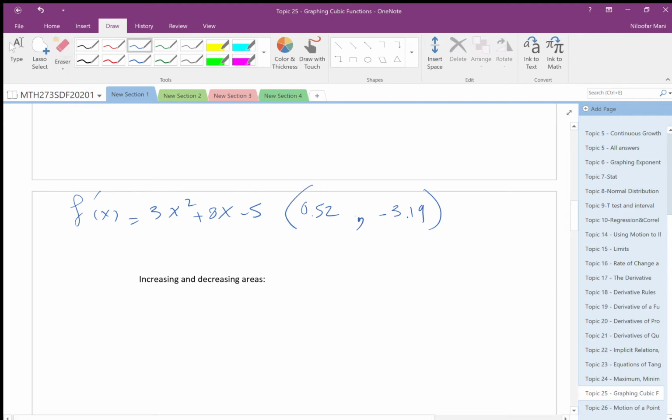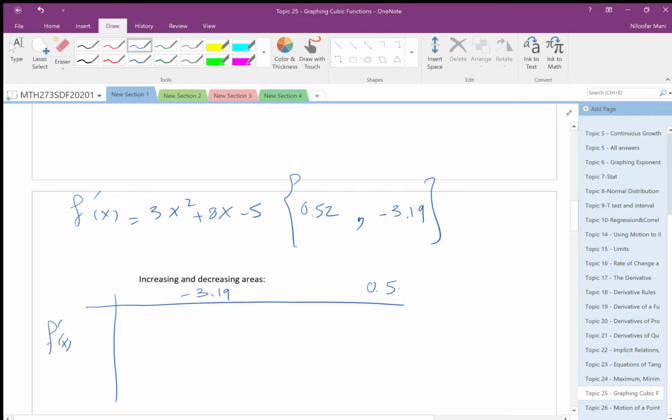So you have 2 points here, and I have to show here increasing and decreasing. Look at this: f prime of x is this. One of my points is minus 3.19 and the other is 0.52. At these 2 points the first derivative is 0.